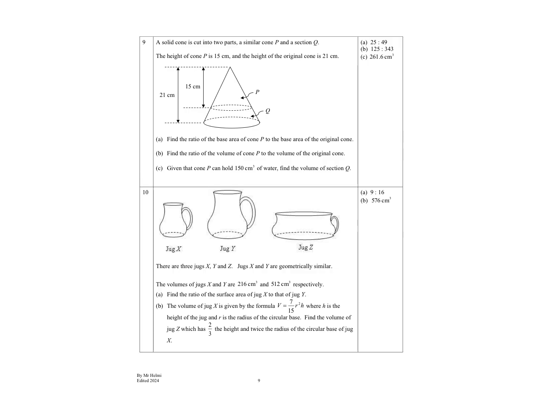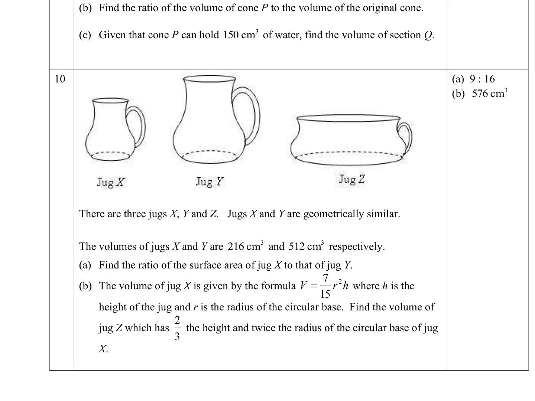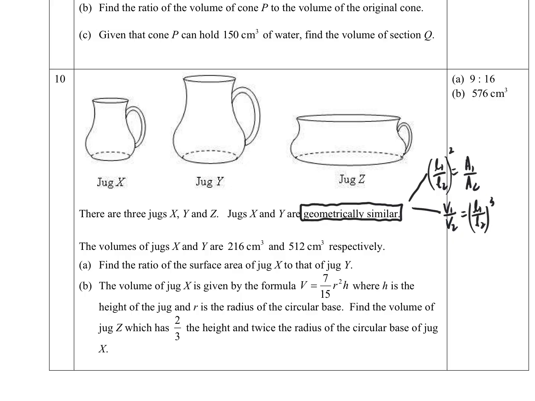No. Okay, move on. Okay, 10, as requested by Ravan. Jug X, jug Y, jug Z, they are all geometrically similar. So we are looking out for this word. That means we can use all the ratio we want. The L1, L2, A1, A2 squared, or the V1, V2, L1, L2 cube. So if they tell you this, they are telling you you can use this freely.